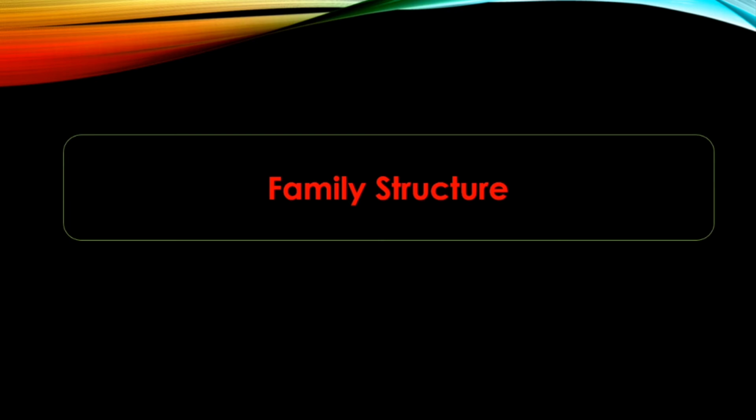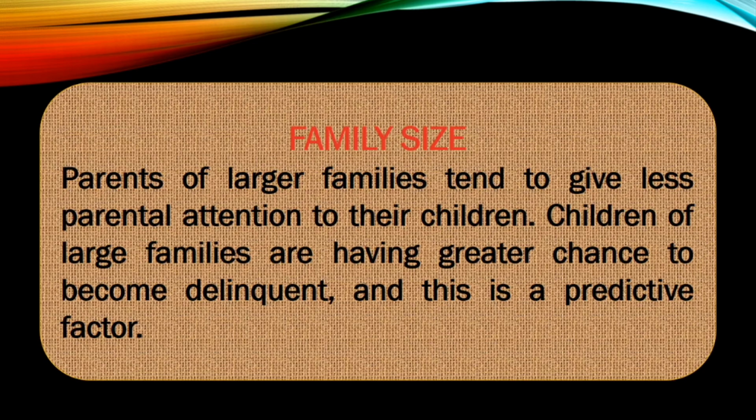Next is the family structure. So, what are the family structure? We have family size. Parents of larger families tend to give less parental attention to their children. Children of large families are having greater chance to become delinquent, and this is a predictive factor.